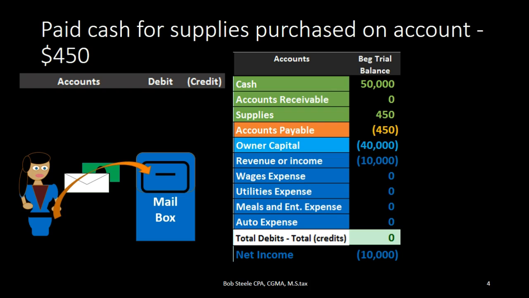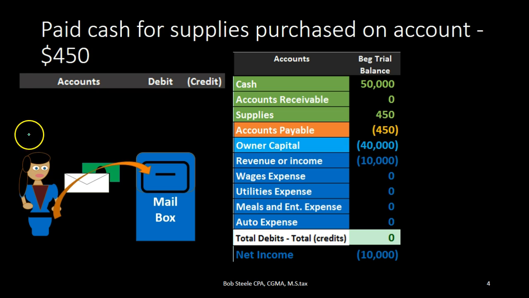Hello, in this lecture we're going to record a transaction related to the accounts payable cycle in which cash is paid for supplies that were purchased in the past. So here's our owner putting the cash into the mail to be sent to the vendor. Probably would be a check in real life, but the point is that we're paying today for something that happened in the past in this case.